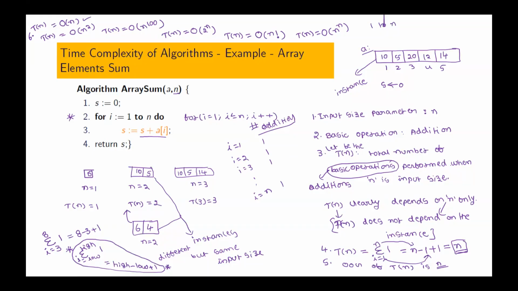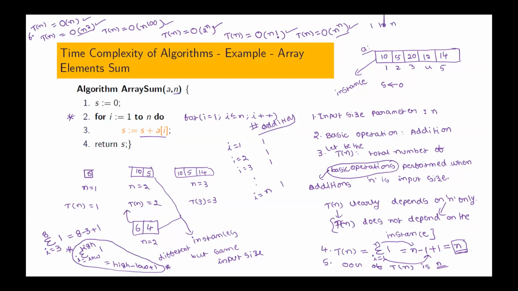But which is your favorite? Big O of n. For this algorithm, if you look in any textbook, nobody would have written it like big O of n square or big O of n power 100. But if they write like that, is it wrong? No, asymptotically it is right. It's right, but they don't write it. Why?